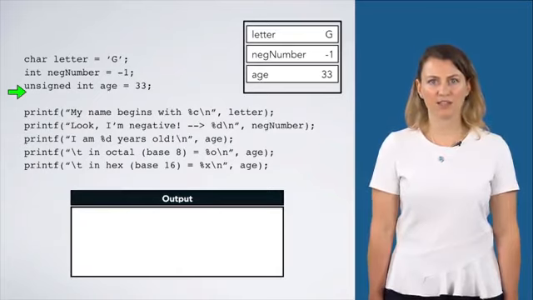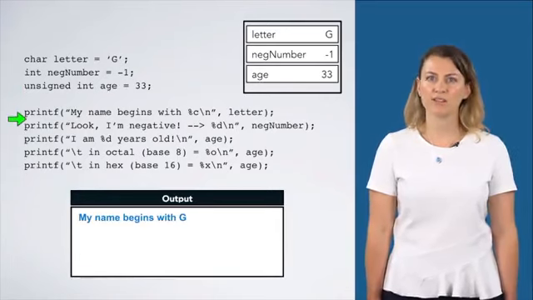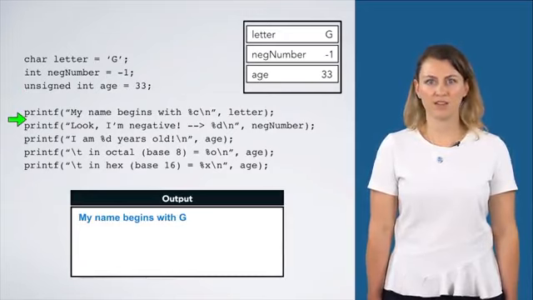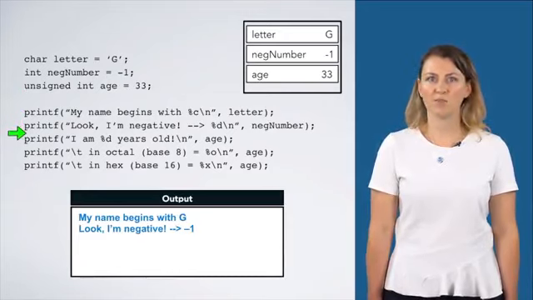Printf will look for any format specifiers, and in this case, it has a %c telling printf to look at the next argument and format it as a character. It prints, my name begins with G. The next statement has the familiar %d, and we've seen before that it will print neg number as a decimal integer.